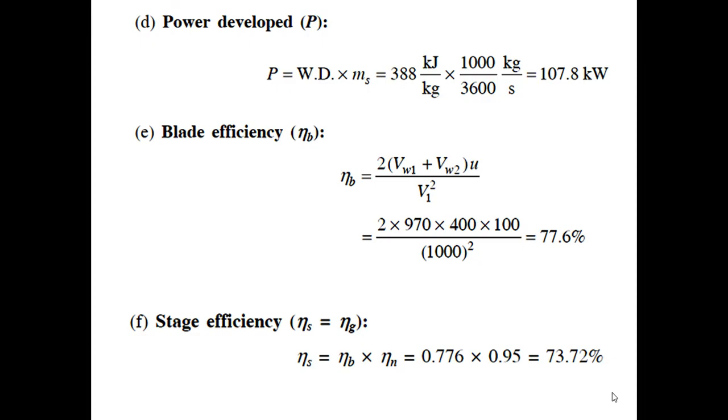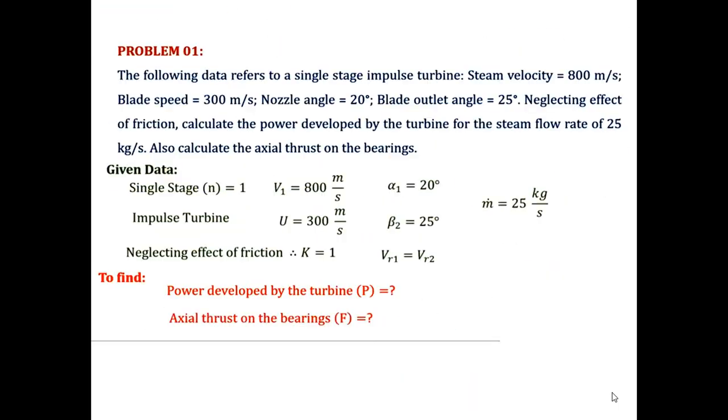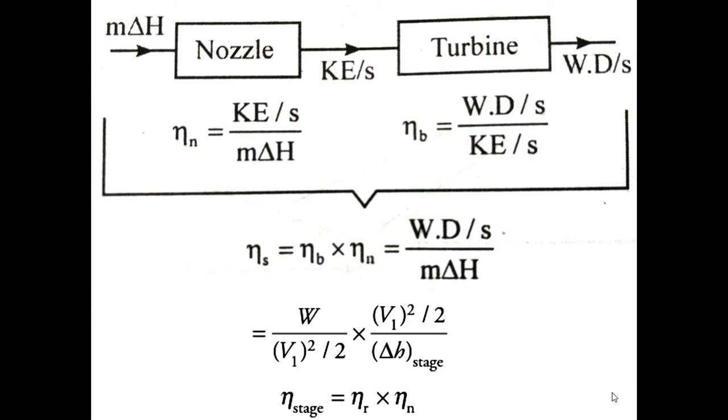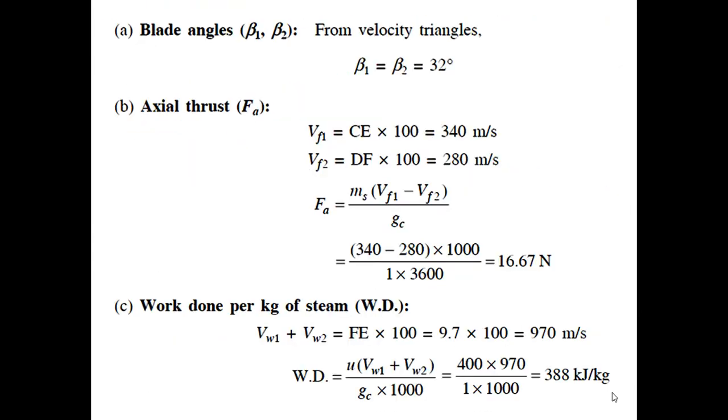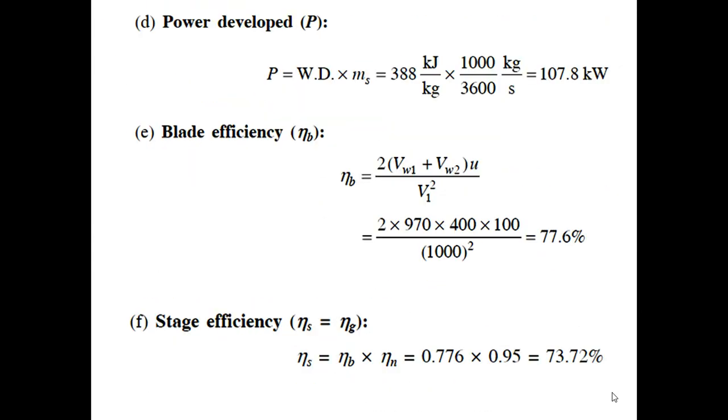73.72%. Alternate method, what I told, this method here. Stage efficiency can be given by work done per second, already I have found out, divided by mass flow rate given in the problem. Mass flow rate 1000 kg per hour divided by 3600, you will get in seconds, into delta H. Delta H is not known, so this formula is not used there. Clear? So in place of delta H, they have given nozzle efficiency, so they have directly multiplied both the efficiencies.